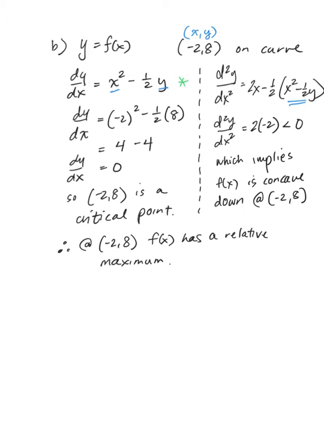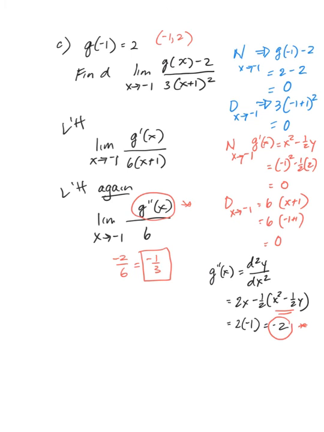And then we're going to plug it into the second derivative, which we got in part A. We find that that is less than 0 at the point -2, 8, which implies that we have a curve that's concave down at this critical point, which tells us we have a relative maximum.